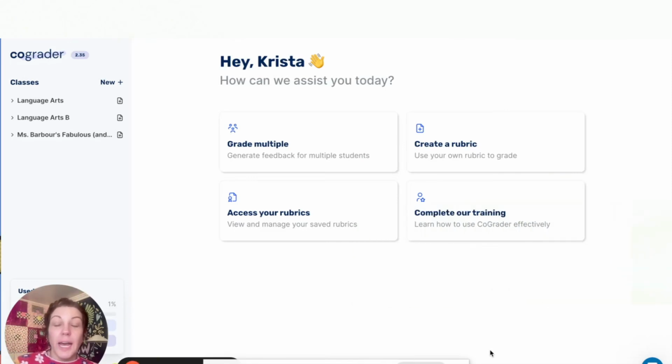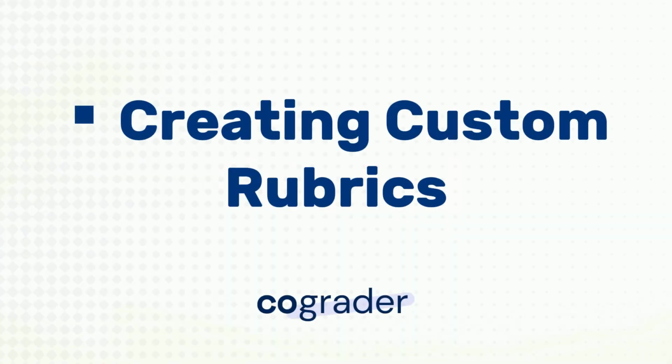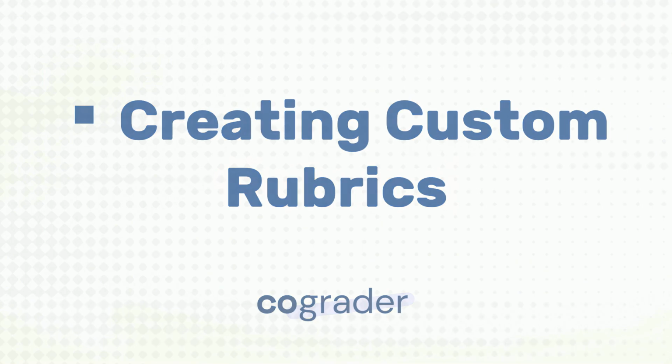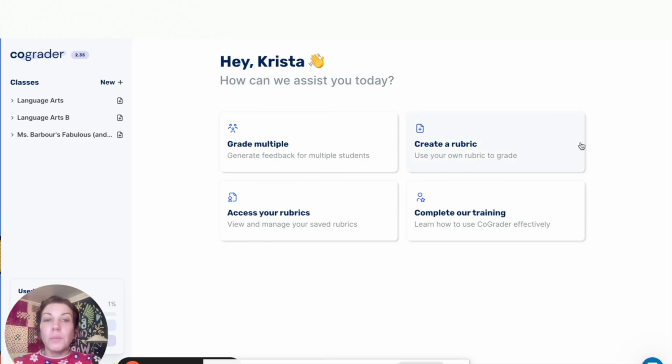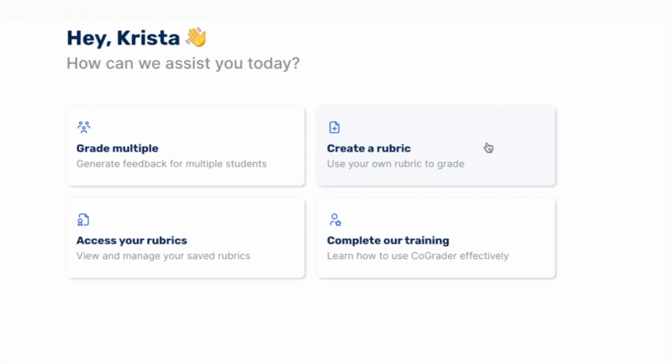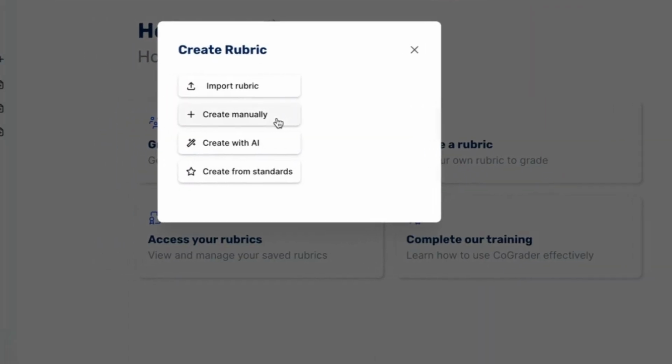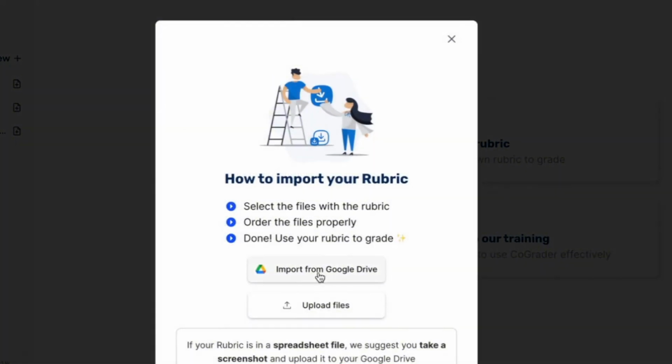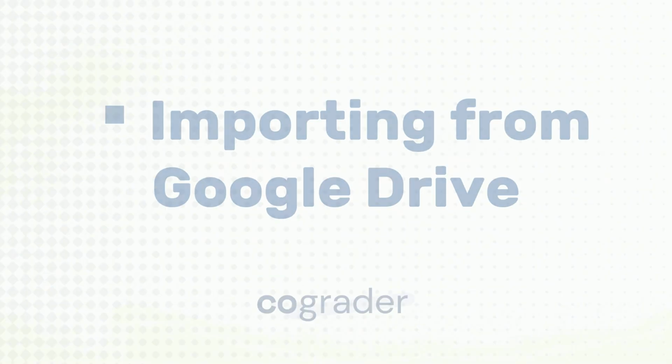And today I want to show you how to use CoGrader to grade persuasive essays. The first thing I'm going to do is create my own rubric. That means that the rubric that I'm going to give students for their final assessment on their work is the same rubric that CoGrader is going to use to give students feedback on their drafts. So all I'm going to do is click Create Rubric, and then I'm going to import the rubric straight from my Google Drive.